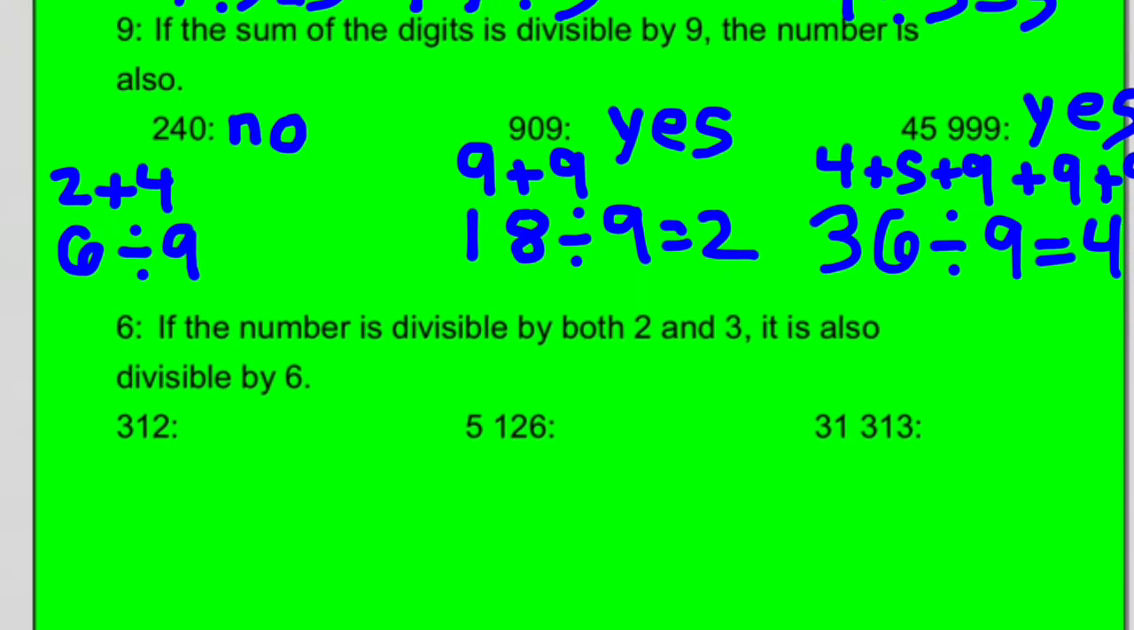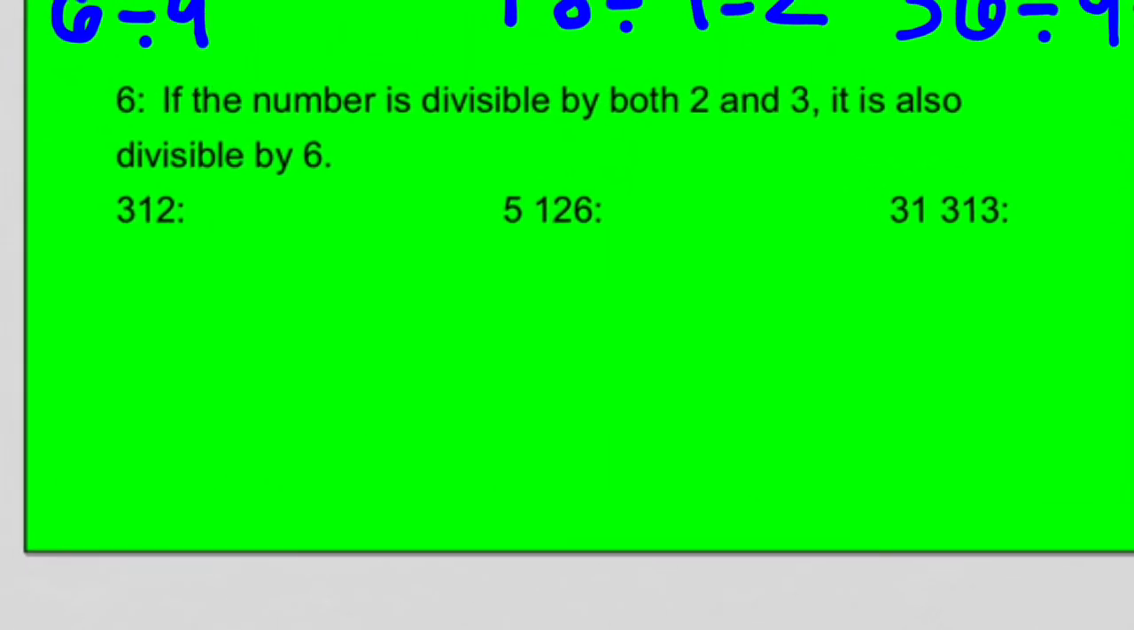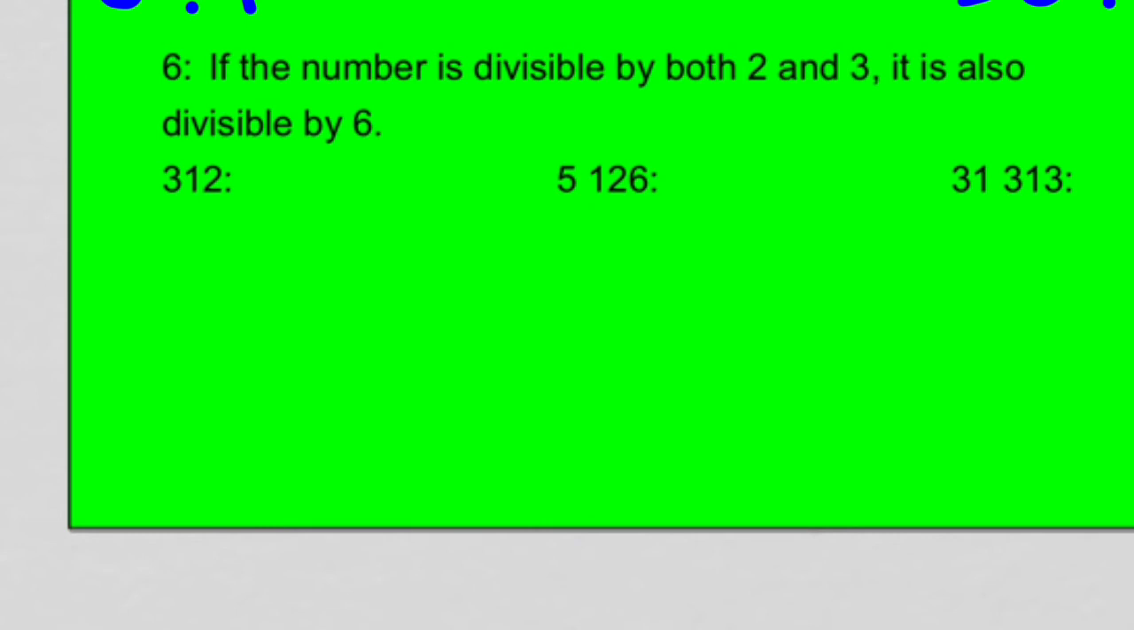Last divisibility test we're going to look at is the divisibility test for 6. The divisibility test for 6 says a number is divisible by 6 if it is divisible by both 2 and 3. So what we have to do is check if it's divisible by 2, divisible by 3, and if it's divisible by both, then it's divisible by 6. Okay, so let's look at some examples. 312. Well, to check if it's divisible by 2, we check the last digit. It's even, and we know even numbers are divisible by 2, so that will be a yes. Let's check divisibility by 3.